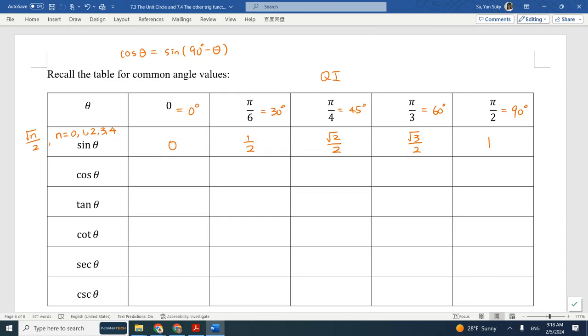What is that number? Yeah, root 3 over 2. So just look at the numbers, reverse the order. Square root of 2 over 2, 1/2, and 0. Cofunction, same number, reverse the order. So that takes care of the second row.